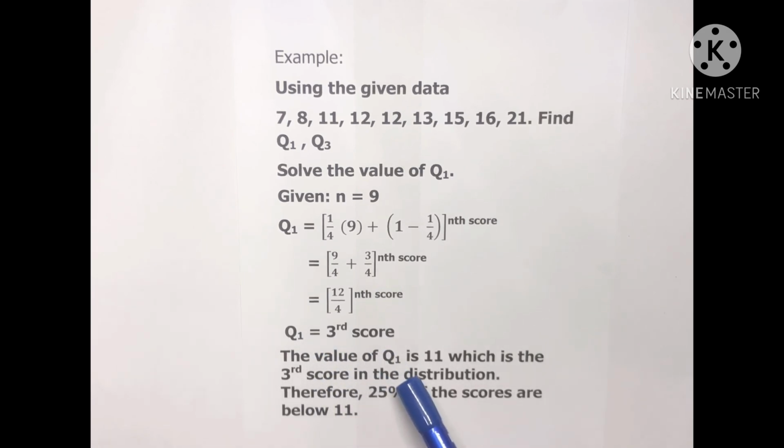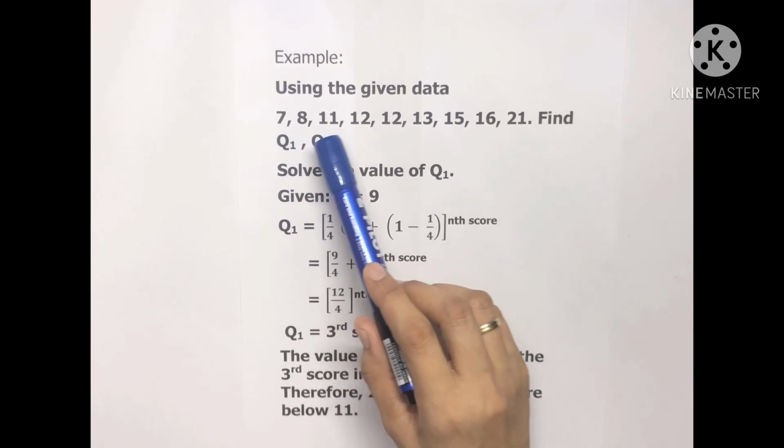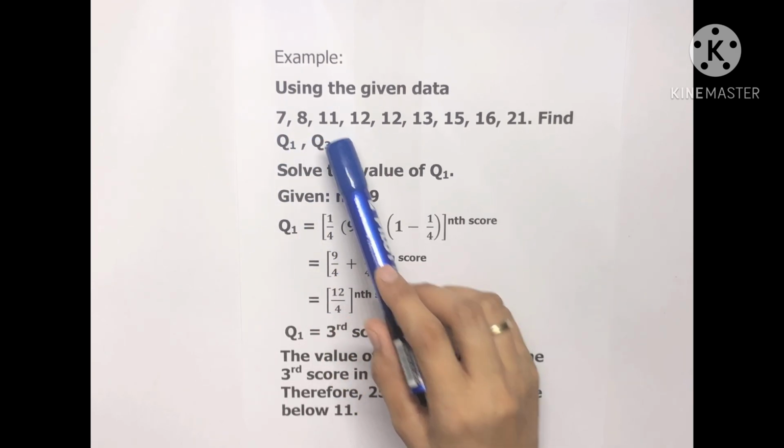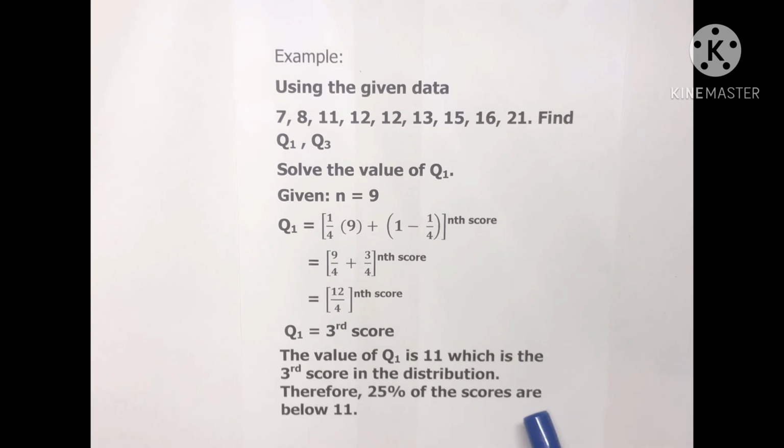So the value of Q sub 1 is 11. Why 11? We will count the third score here. First, second, third. So the third score here is 11. So meaning the value of Q sub 1 is 11, which is the third score in the distribution. Therefore, 25% of the scores are below 11.